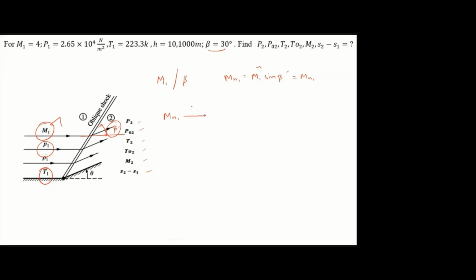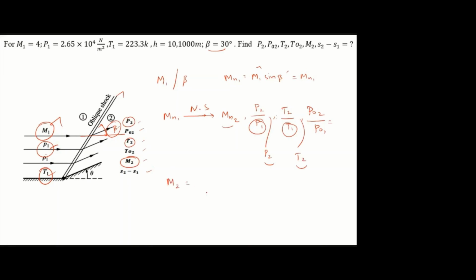We have to use the normal shock table. There is no separate table for oblique shock. We have to use the normal shock table. Then you have to find Mn2, sir. Mn2. And then M2, sir. You can find P2 by P1, T2 by T1, P02 by P01. All the ratios from the table, so you can get it, right? Yes, sir. Okay. So we know the P1, T1. So we can find P2, T2. Tell me how to find the M2.